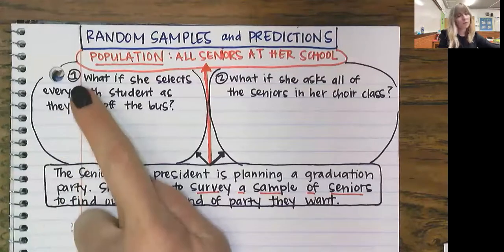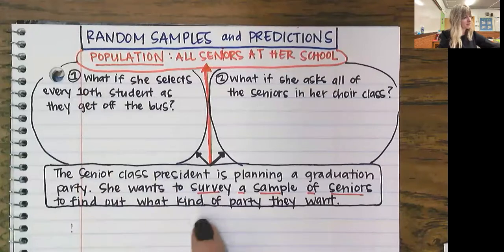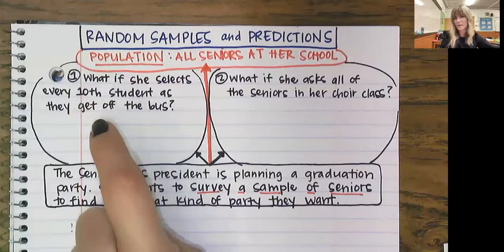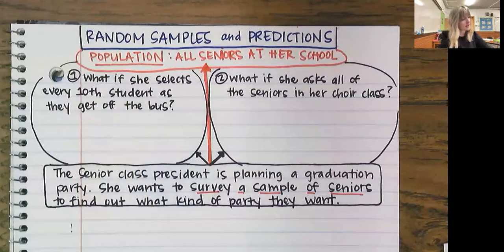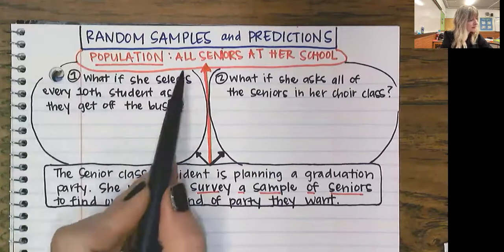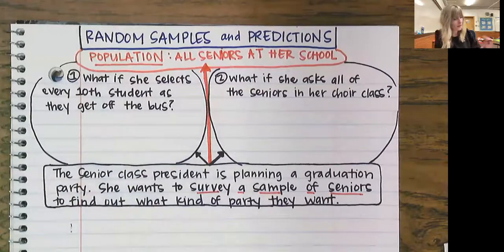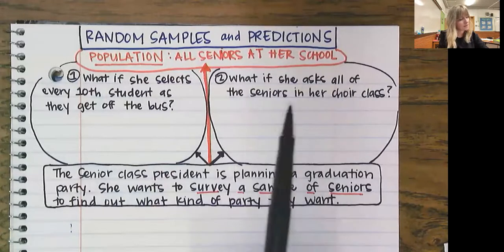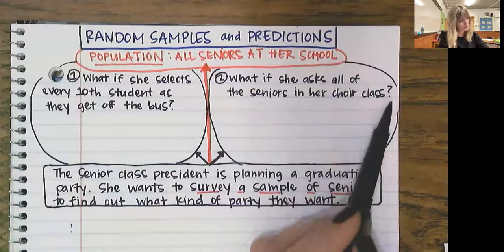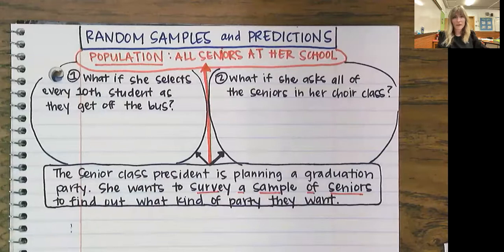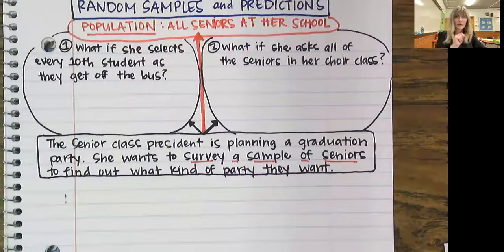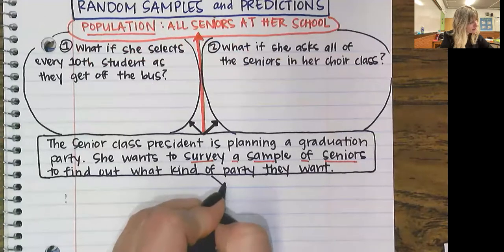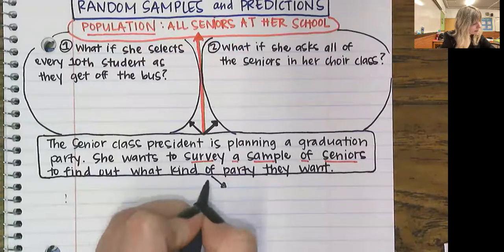Okay, so number 1, I put a number 1 here. And I wrote this first. I just came up right underneath population, wrote number 1, and then I wrote this. What if she selects every 10th student as they get off the bus? And then after I wrote that, I drew just kind of these little arcs around it, because we're going to write more stuff in there. And then I came over here and wrote number 2 on this line and said, what if she asks all of the seniors in her choir class? And then I drew these little arcs around it. You can always pause me if you need more time to get that all written out. And then when you're ready, down here, I'm also going to draw an arrow this way and an arrow this way.